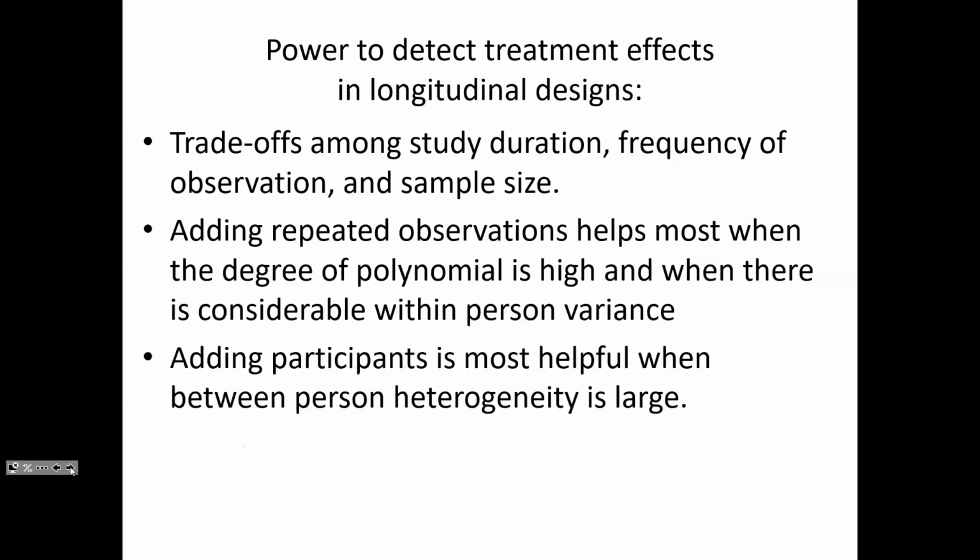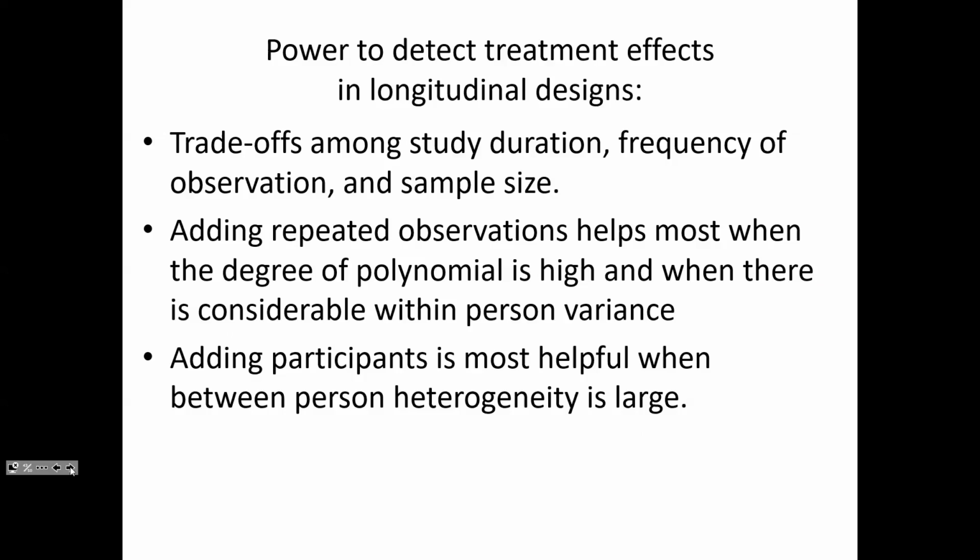So in longitudinal designs, there's really a trade-off in terms of study duration, how frequently you observe people, and the sample size. Adding observations does increase power. And if you've got more complex longitudinal designs, it becomes even more important to have more observations per time point. But adding people also increases power. And if there's a lot of between person variance in those slopes, then you really need to add people.